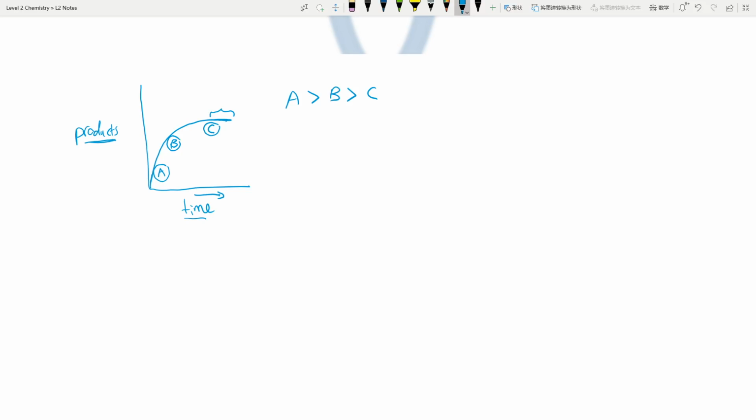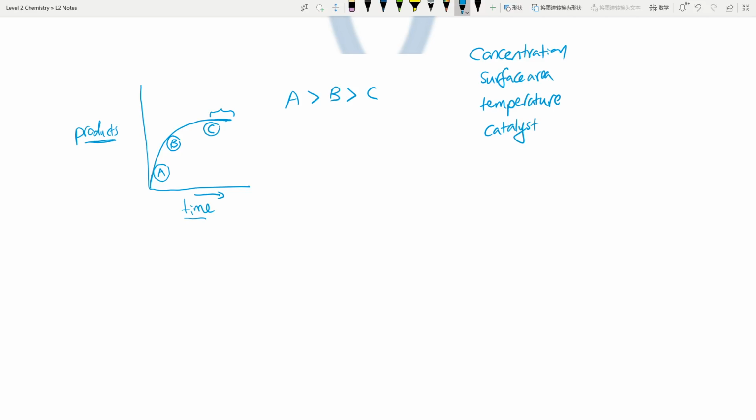Now the things that affect the rates of reaction are these: concentration, surface area, and temperature. Just had a blind moment there. This is year 11, but in year 12 you also learn catalyst.